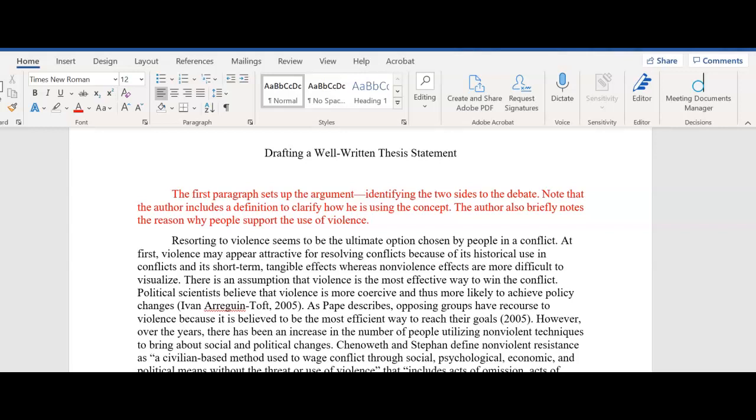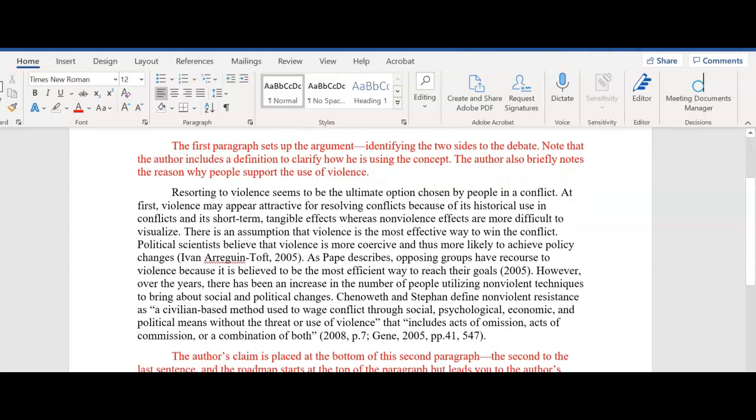As Pape describes, opposing groups have recourse to violence because it is believed to be the most efficient way to achieve their goals. However, over the years, there's been an increase in the number of people utilizing nonviolent techniques to bring about social and political changes. Chenoweth and Stephan define nonviolent resistance as a civilian-based method used to wage conflict through social, psychological, economic, and political means without the threat or use of violence that includes acts of omission, acts of commission, or a combination of both.